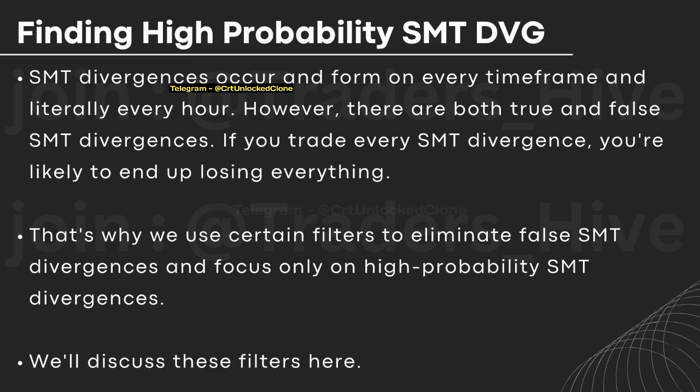If you trade every single SMT that you see on the charts, then you're going to end up losing everything, because that's not the correct manner to trade it. Your job is to use certain filters and metrics which will help you weed out the false SMT divergences, and you're going to only end up with the high probability, high quality, and true SMT divergences, which will eventually help and assist you in your analysis, right?